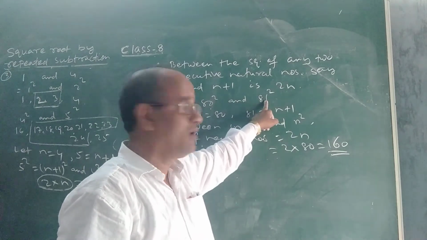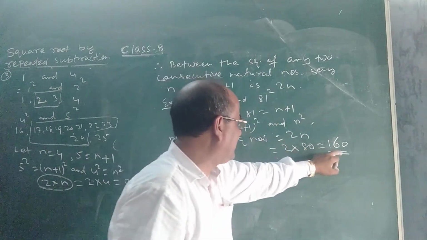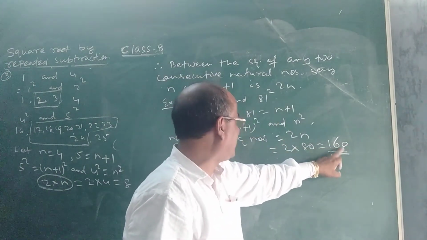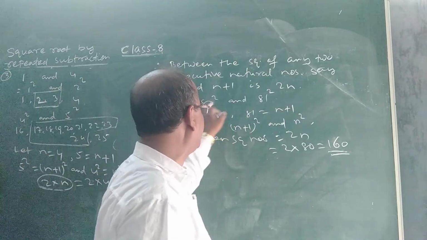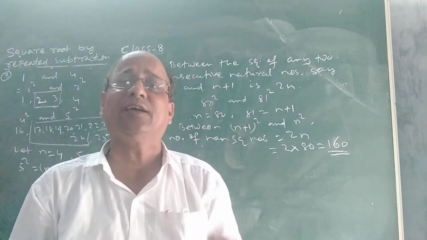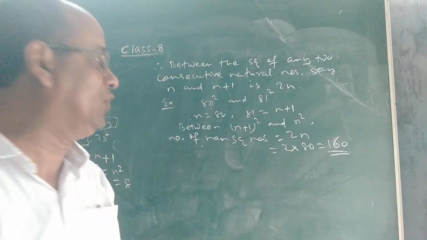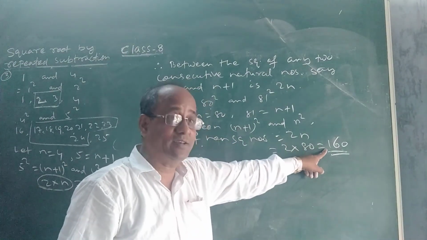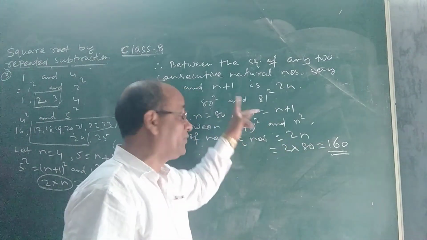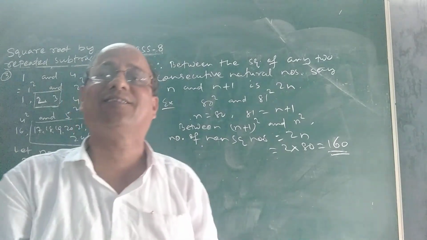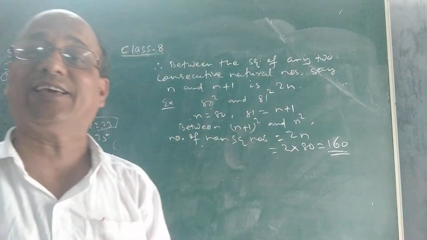That means there will be 160 non-square numbers between 80 square and 81 square. And do you think it is an ordinary task to write all the 160 non-perfect squares between 80 square and 81 square? The answer is clearly no. Okay, it is a very time-taking affair.